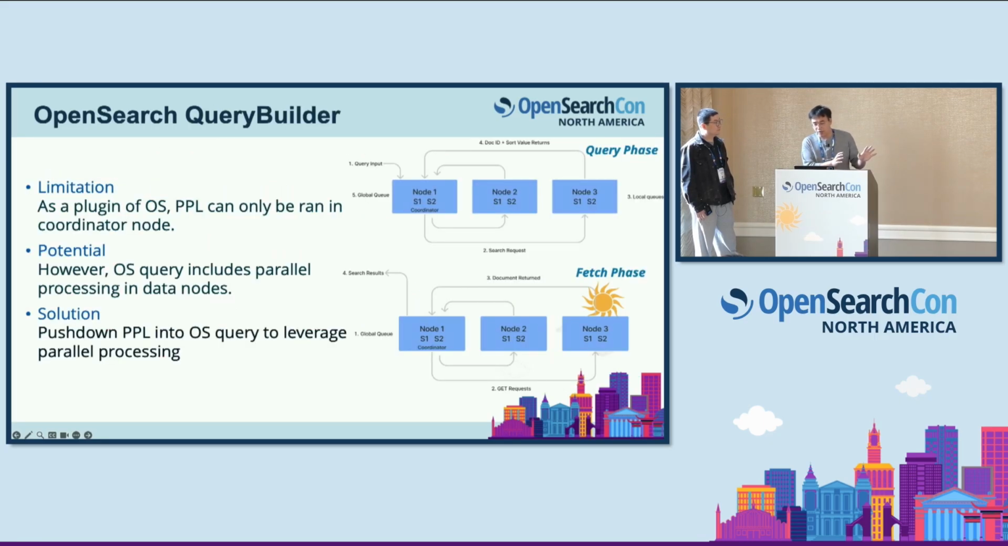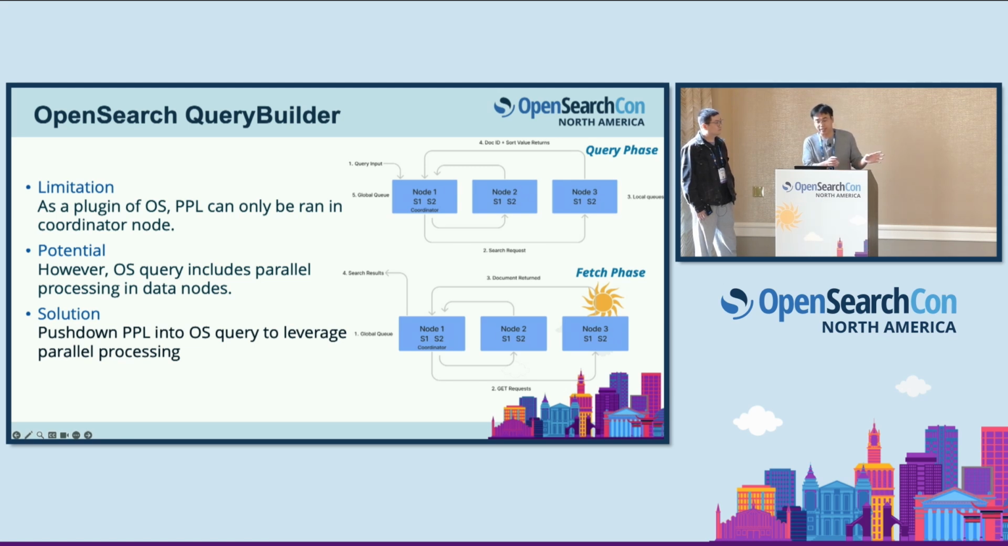The next part is about leveraging OpenSearch Query Builder to accelerate our PPL query. As we know, as a plugin of OpenSearch, our PPL can only be run in the coordinator node. It's actually a single node serial processing for a query.